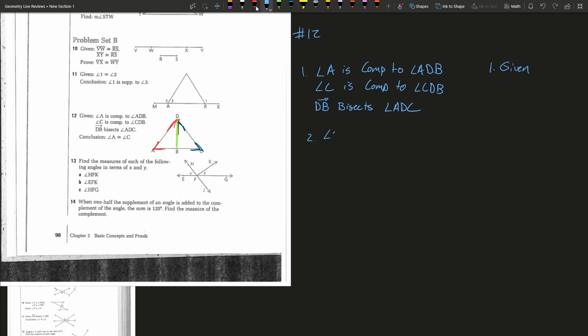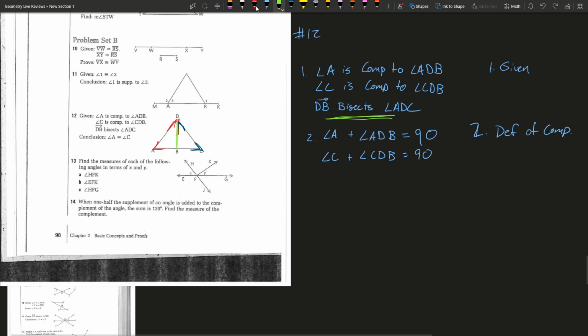So we know that angle A plus angle ADB is equal to 90. And we know that angle C plus angle CDB is also equal to 90. That's just the definition of complementary. Because of this statement, we know that ADB is equal to CDB. And that's the definition of bisect. It splits it directly in half.